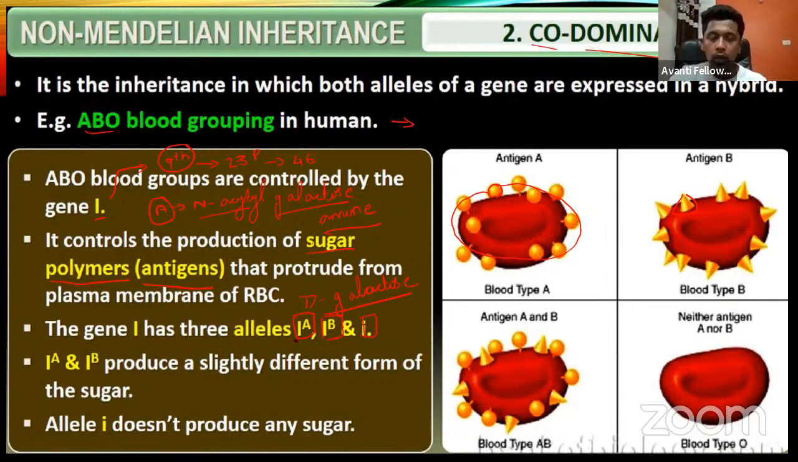Whenever there is allele A, it expresses a particular type of sugar. Whenever there is allele B, it expresses a certain type of sugar. I've never talked about small i. When it comes to small i, it does not produce any type of sugar. It does not express at all. So now we have three different alleles responsible for one single character, and our character is the production of antigen on the plasma membrane of red blood cells.